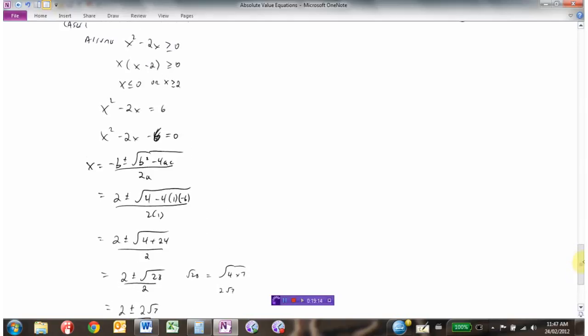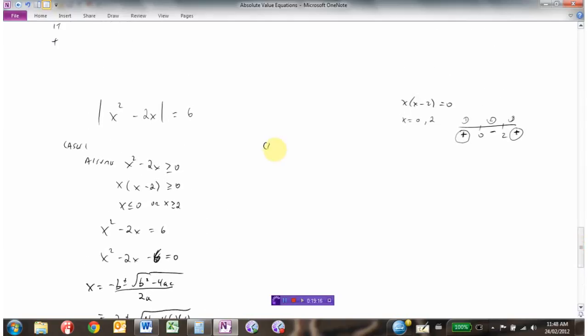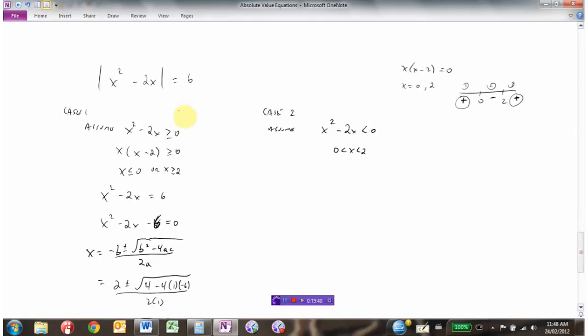Now, going back to case 2, we're going to assume that x squared minus 2x is less than 0. So we've already kind of done the work here because we can see where it's negative. Here's where x squared minus 2x is going to be less than 0. So our x values need to be between 0 and 2. Now, again, since this is negative, we're going to take our absolute value and multiply it by negative 1. So this becomes negative x squared plus 2x equals 6.